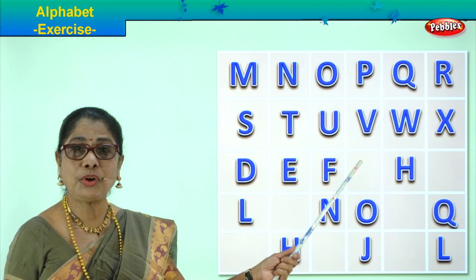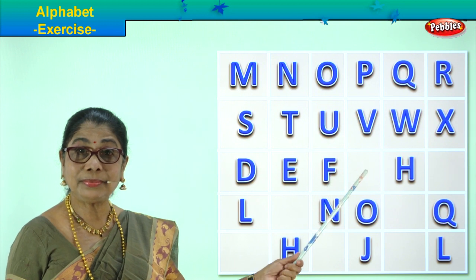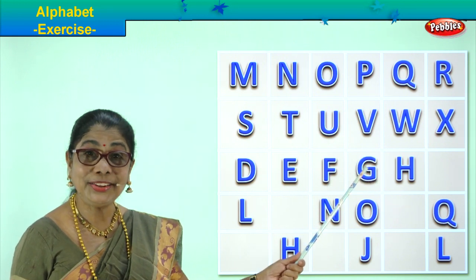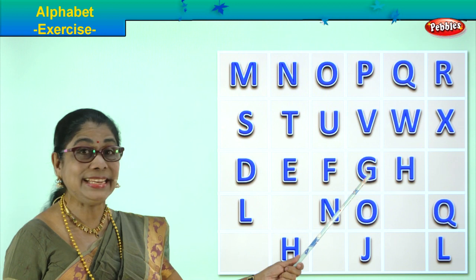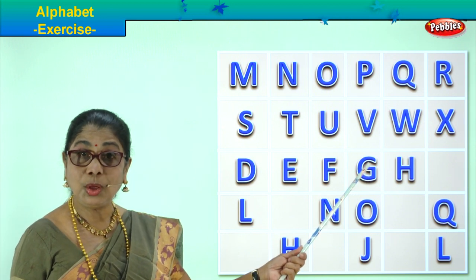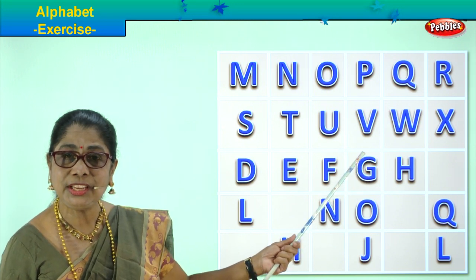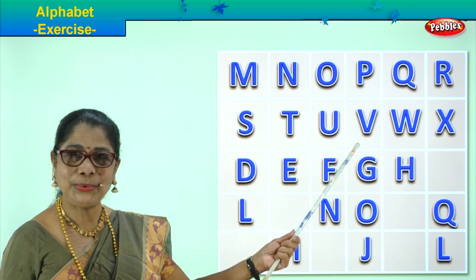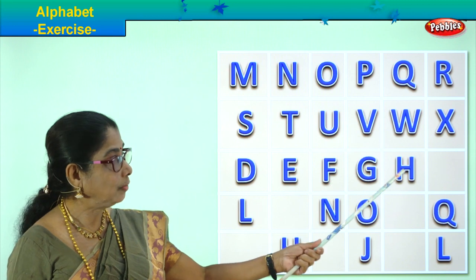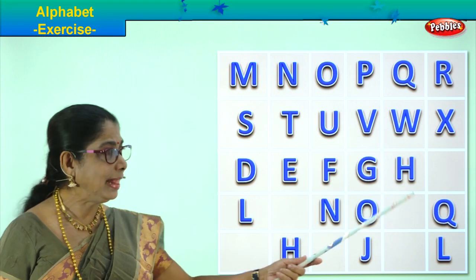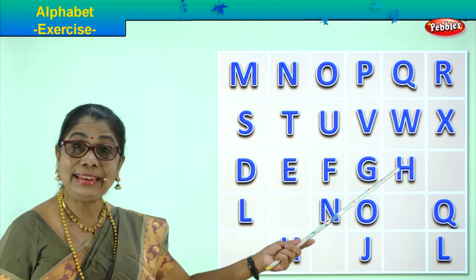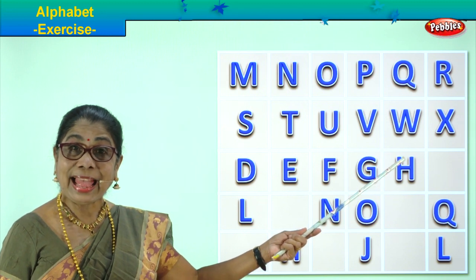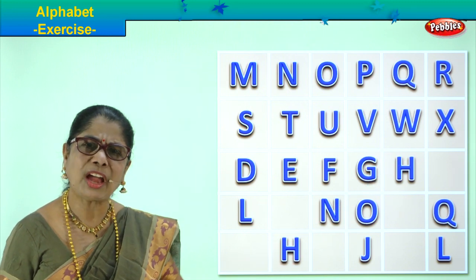What's the letter that follows F? Good. G. Girl. What's the sound of letter G? Girl. Very good. And what's the next letter? What do we have here? What is that? Letter H. House. What's the sound of letter H?